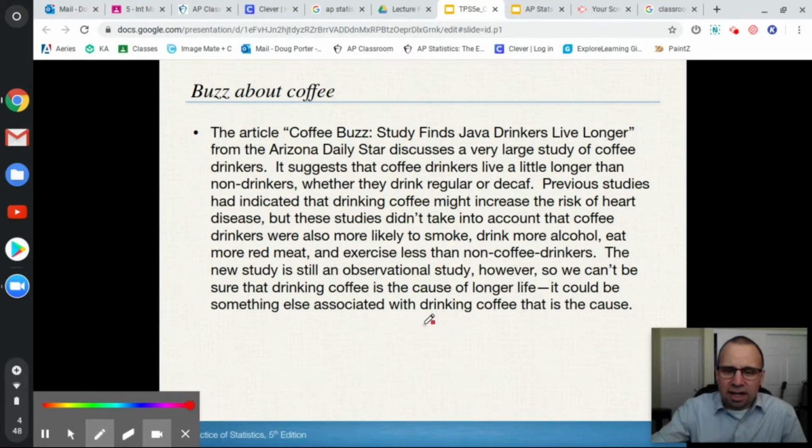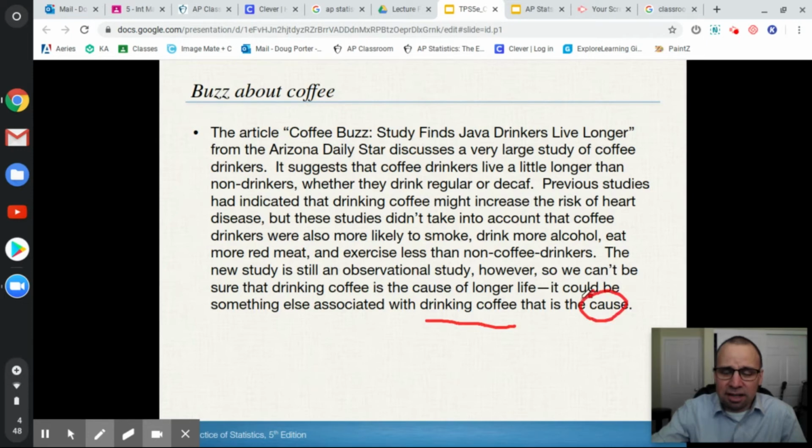Again, this is an observational study because we don't know if drinking coffee is really the cause of a longer life. It could be something else. There's still those confounding variables out there that we don't know. The way the study was done, it's just an observational study. Not that the information is not valuable. It's not an experiment. It doesn't show a cause and effect relationship.